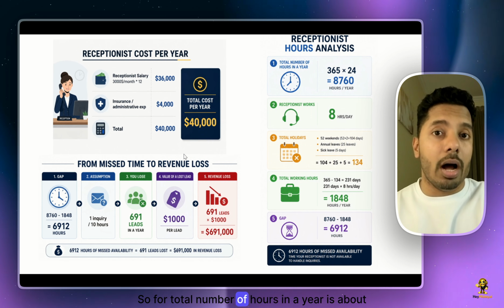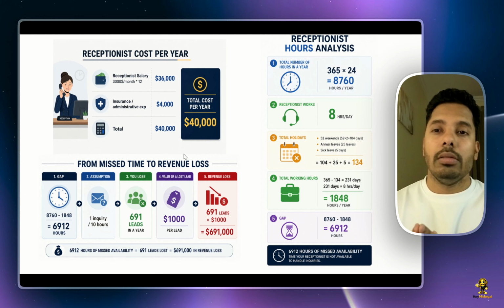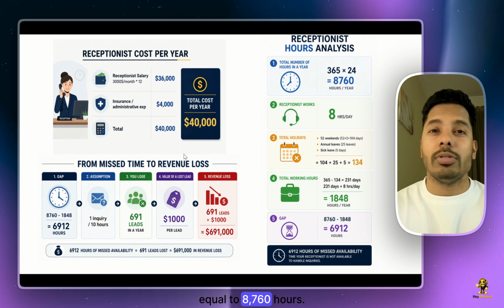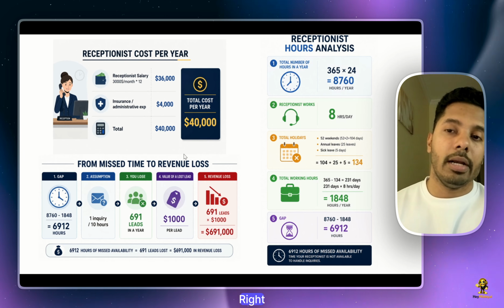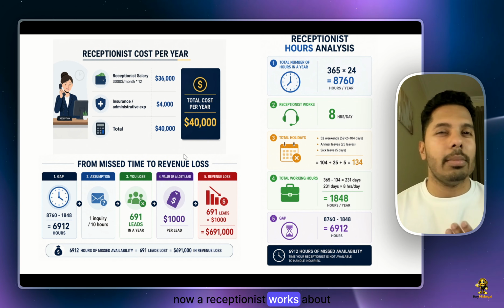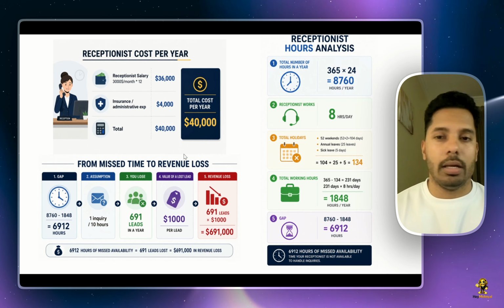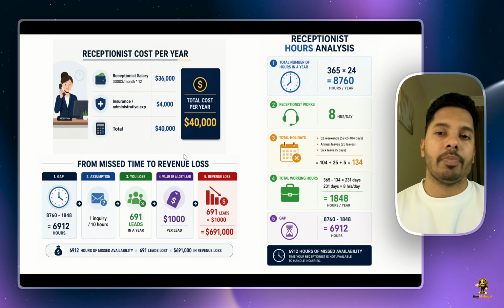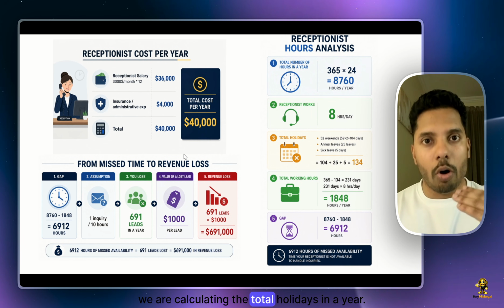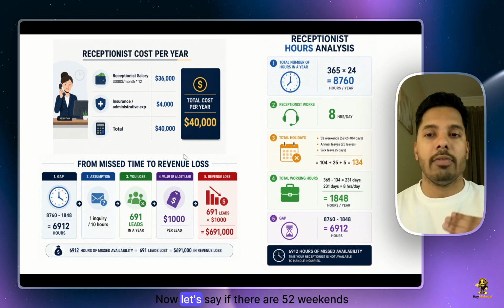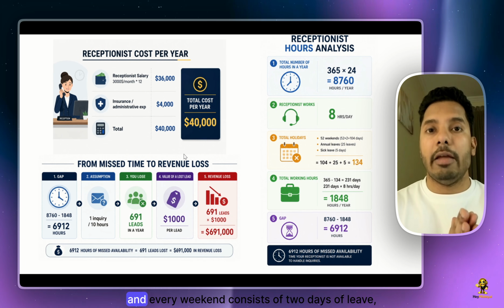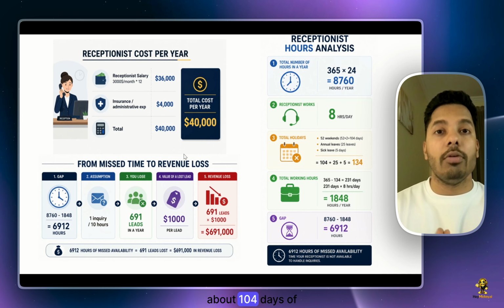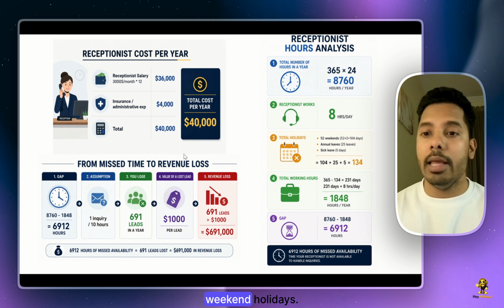So, the total number of hours in a year is about 365 days multiplied by 24 hours, equal to 8,760 hours, right? Now, a receptionist works about 8 to 9 hours in a day, considering an average to be 8 hours. Let's calculate the total holidays in a year. If there are 52 weekends and every weekend consists of 2 days of leave, it comes to about 104 days of weekend holidays.